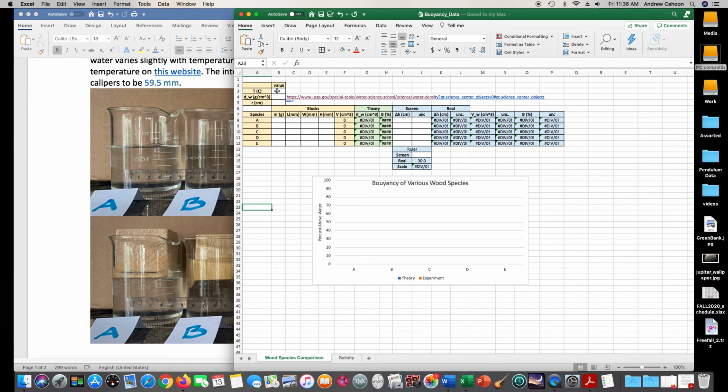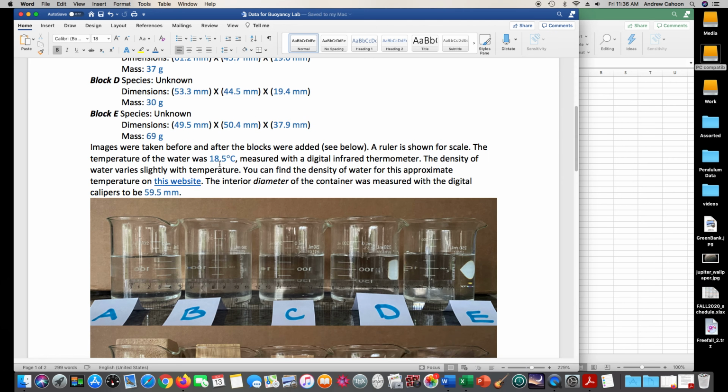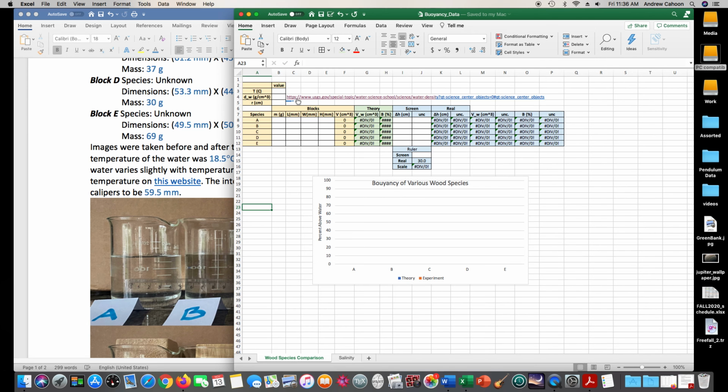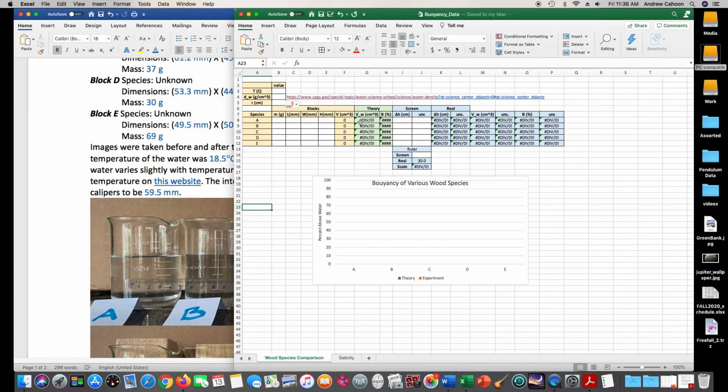One is the temperature, and the temperature in the water was measured to be 18.5 degrees. If you go to this site, that will allow you to estimate what the density of water should be. Then the last thing is the radius of the container, which is used to calculate volume. The interior diameter of the container was measured with calipers to be 59.5 millimeters, so you can use that to find the radius.